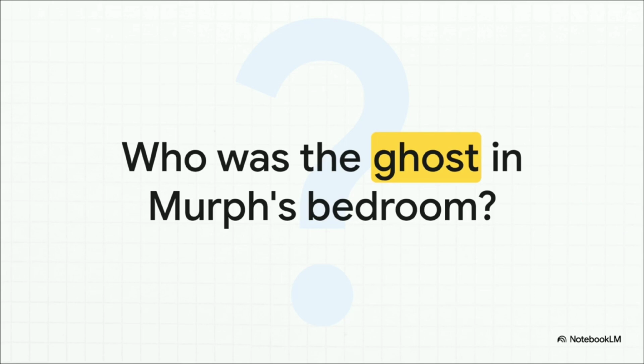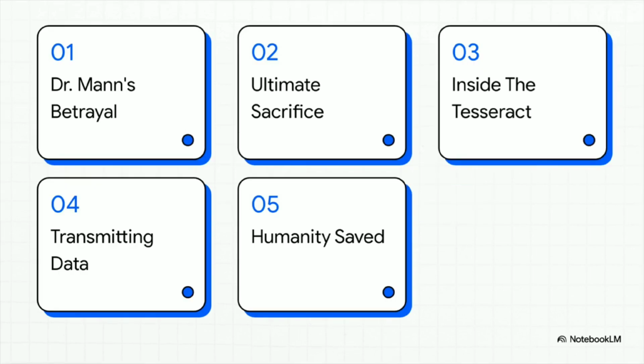But before we get totally lost in the weeds of complex physics and crazy space-time anomalies, we need to stop at the ultimate question that ties this entire sci-fi epic together. Who or what was the ghost in Murph's childhood bedroom? You know, the entity leaving those mysterious dust patterns on the floor? Keep this question in the back of your mind as we go, because the answer is absolutely the key to unlocking the entire ending. To get there, here's our roadmap.